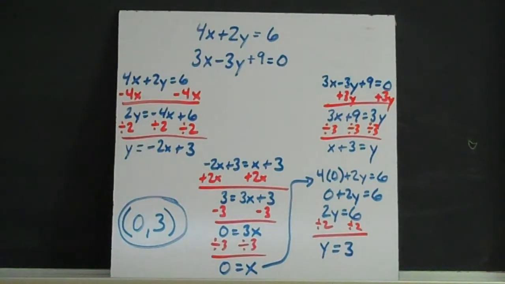So the basics of the equal values method: if two equations are equal to the same thing, or if you can make them equal to the same variable, you can set the other parts, the other half of the equation, equal to each other.